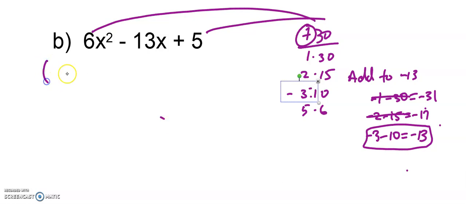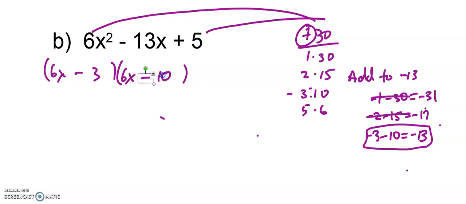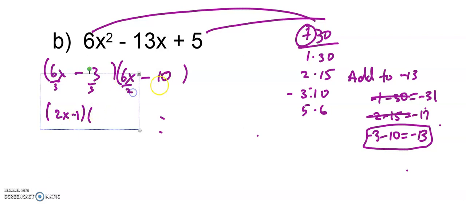So I open up my two parentheses, copy the first number over again in both parentheses, fill in minus 3 and minus 10, and then try to simplify each parentheses. The first parentheses can be divided by 3, so I get 2x minus 1. The second parentheses can be divided by 2, so now we get 3x minus 5. And there's your factoring. Again, if you want to check your work, you can multiply it out.